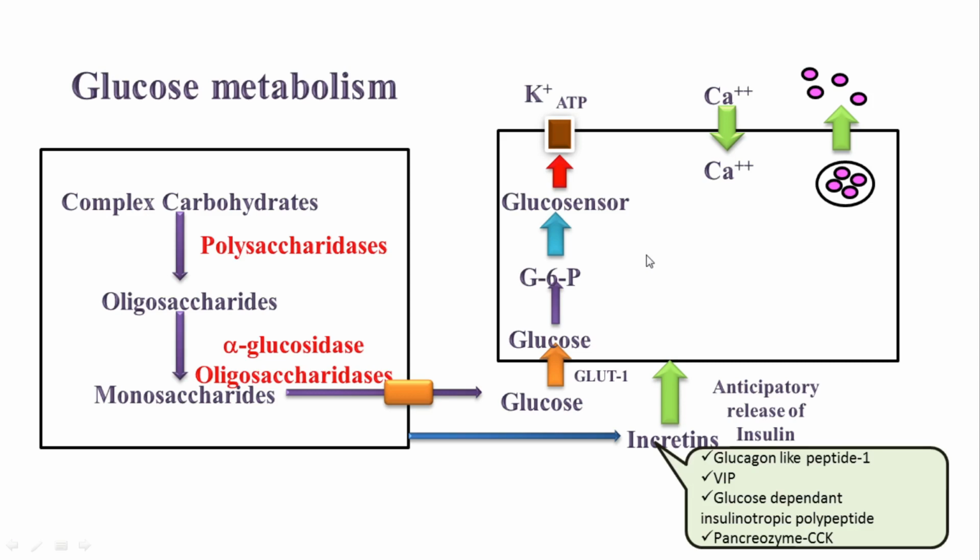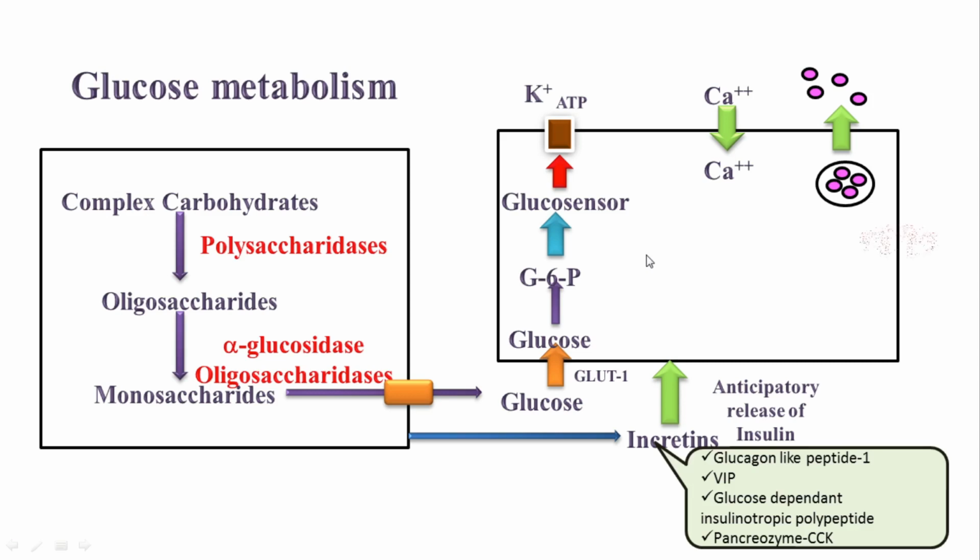These incretins anticipate the digestion of carbohydrate. They inform the beta cell that in the intestine carbohydrates are getting digested, glucose is going to come into the blood. Why don't you release a little more insulin before that glucose even arrives? And that is what gives that additional insulin spike.